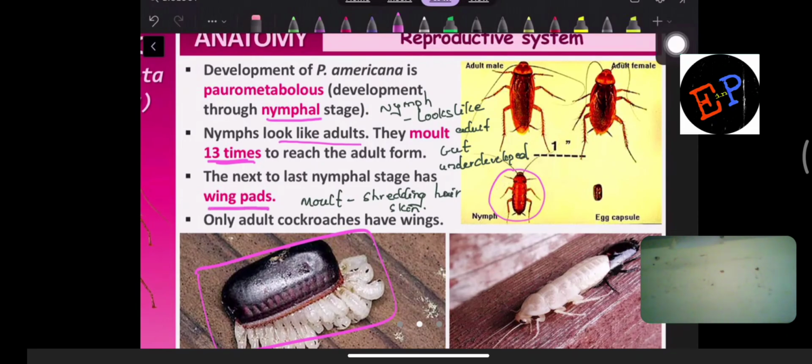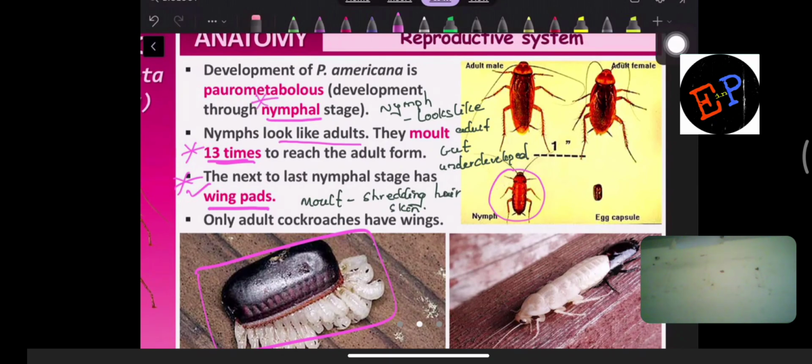What does next to last nymphal stage mean? The 12th stage is the next to last. So in that 12th stage, we will find some wing pads. This is an important point. How many times it will molt is also an important point, and the type of development, nymph development, is also an important point here.